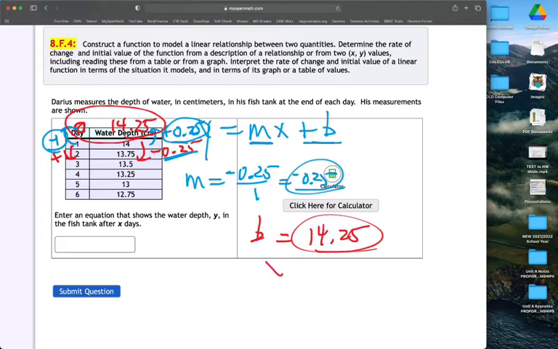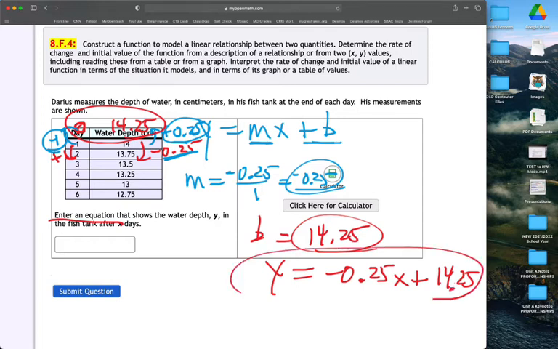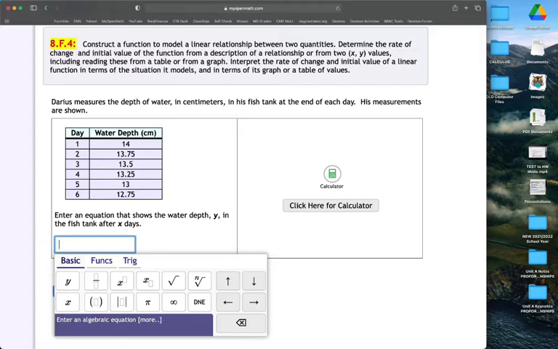And so if we put both of those things together, we then have our equation in the form that we need. So once again, y equals negative 0.25x plus 14.25. So let me go ahead and clear off all of my work here. y equals negative 0.25x plus 14.25.